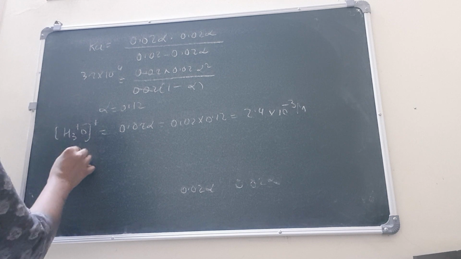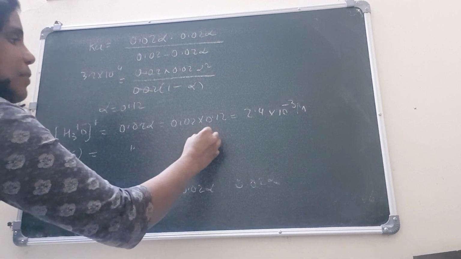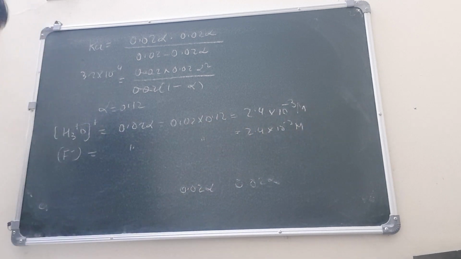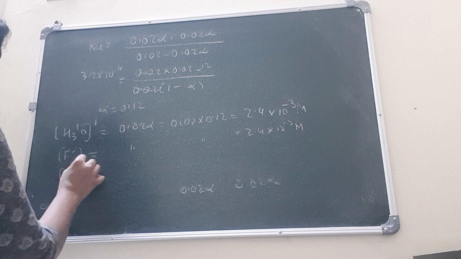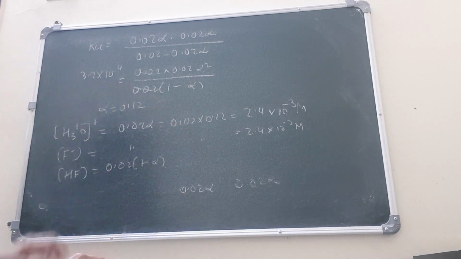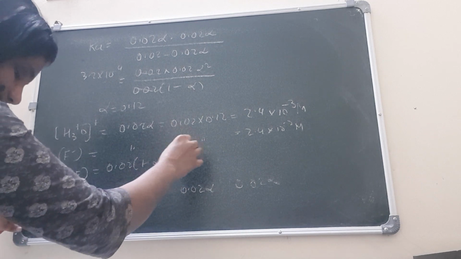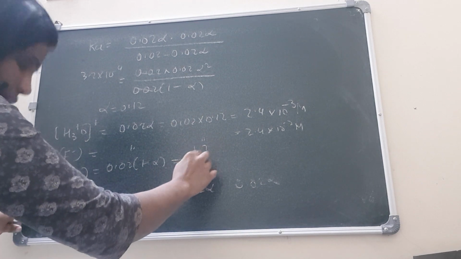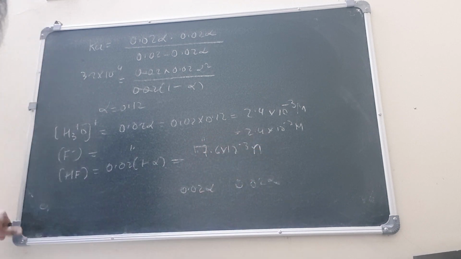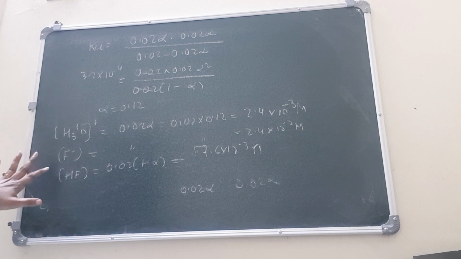So the concentration of fluoride ions will also be the same because both of them have the same stoichiometric coefficient. And what else was there? I think the reactant, that is HF. It will be 0.02 into 1 minus alpha. You will just substitute the value of alpha here and you should get 17.6 into 10 power minus 3 molar. I'm just taking this value, it's just calculation.